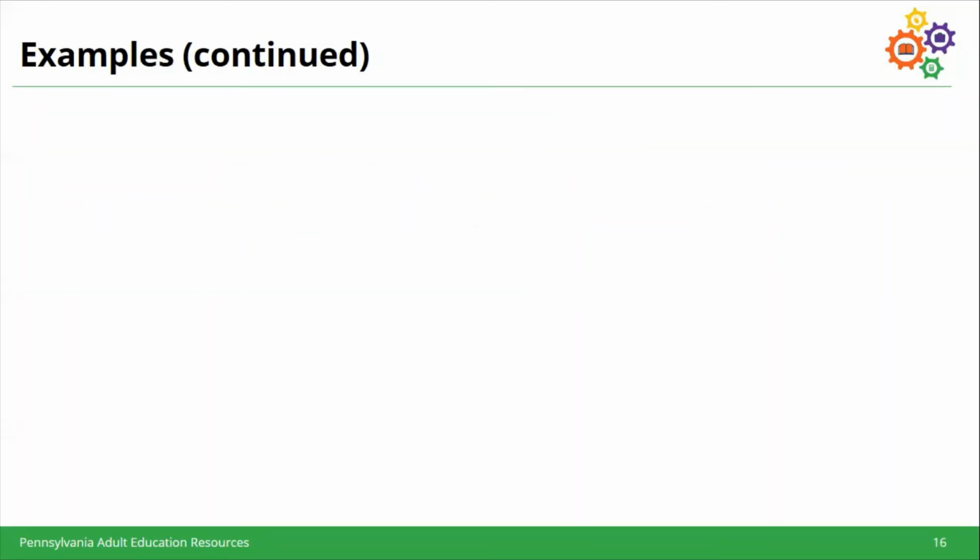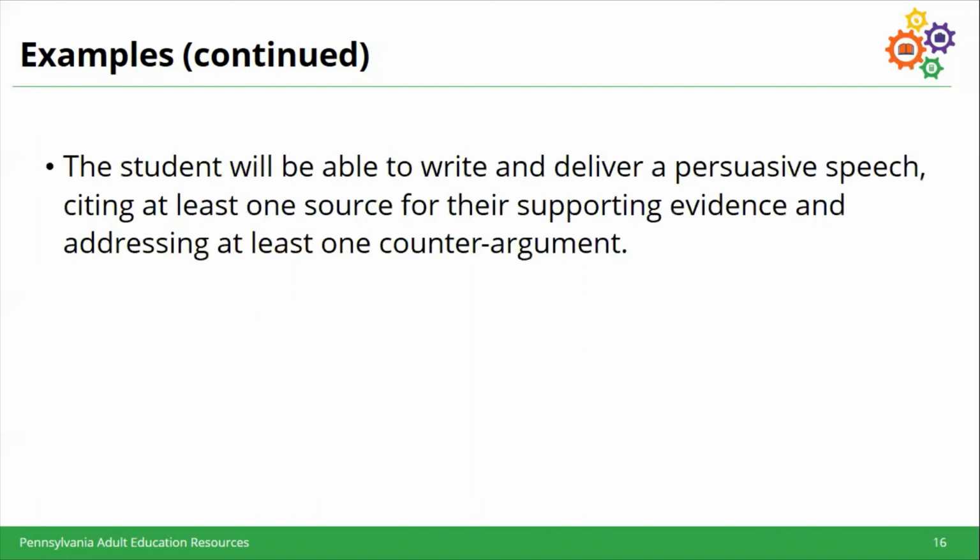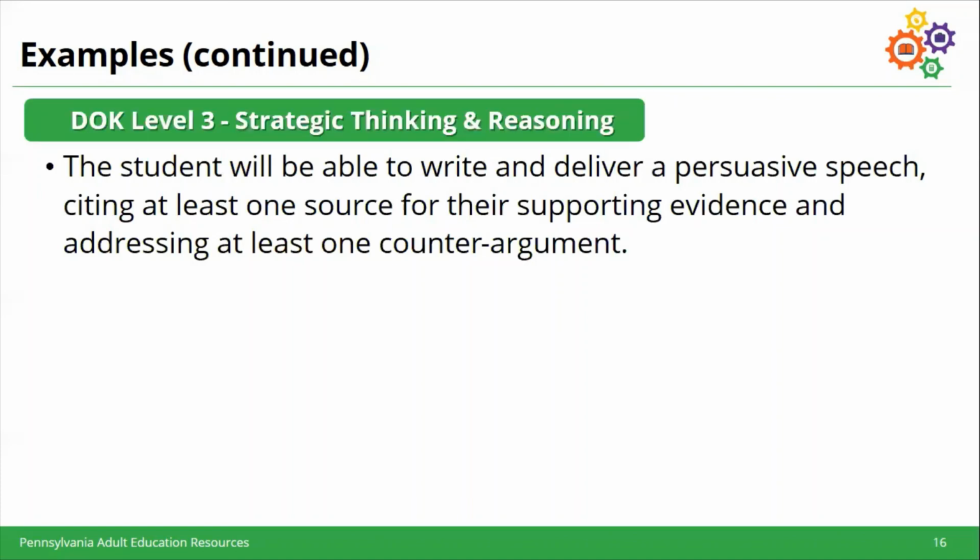Another example of an objective is, the student will be able to write and deliver a persuasive speech, citing at least one source for their supporting evidence and addressing at least one counterargument. What level is this activity? This is DOK Level 3, as learners have to engage in strategic thinking and reasoning to be able to prepare and give a persuasive speech.